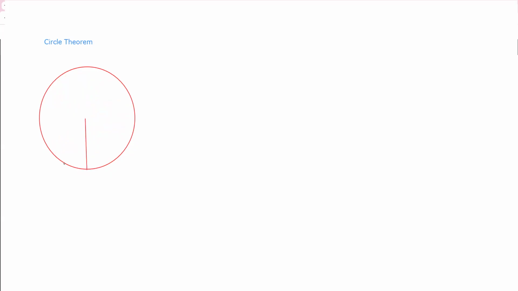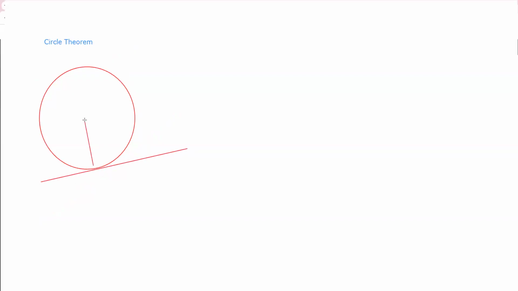A tangent is a line that touches a circle only once on the circumference. So the tangent could be in any direction. So any straight line which touches the circumference at one point is known as the tangent. If at any point the radius meets the tangent, right, it could be in any direction.